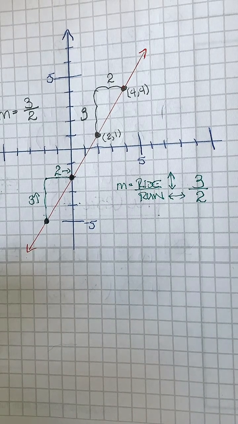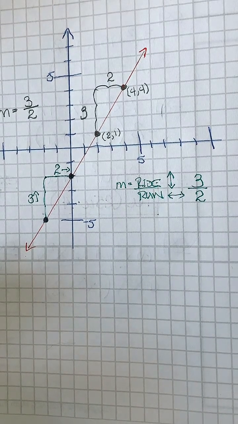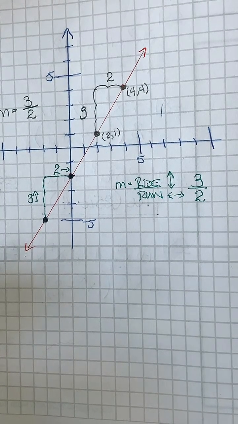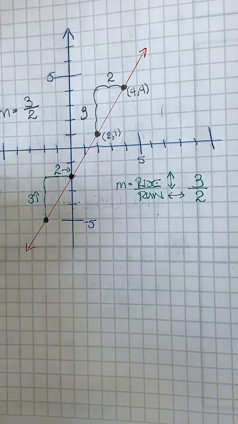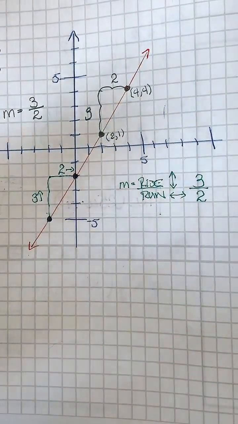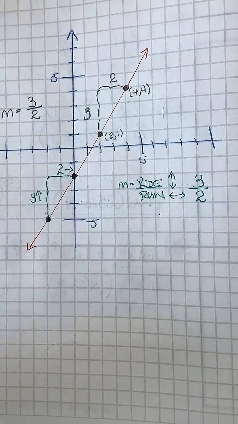You always start with the rise, then the run. It can't be run, then rise. Yeah, it could be run, then rise. You can do that. I just like to keep the same pattern as the equation. That's me. But you can do run, then rise.